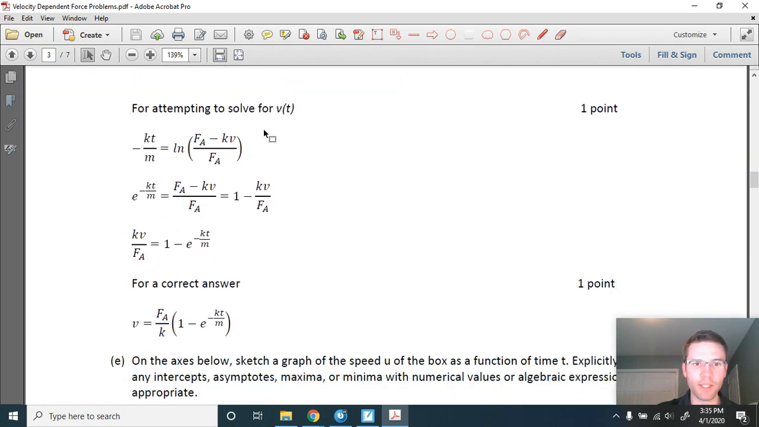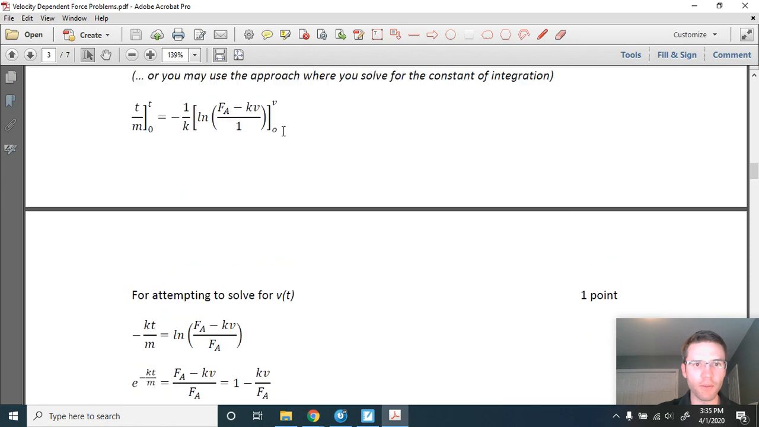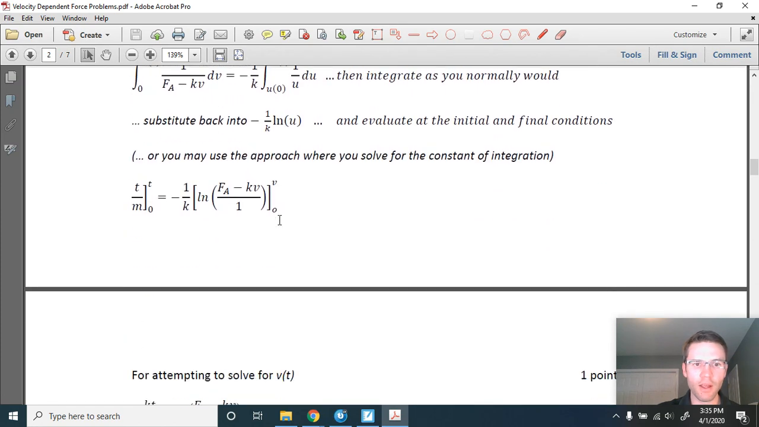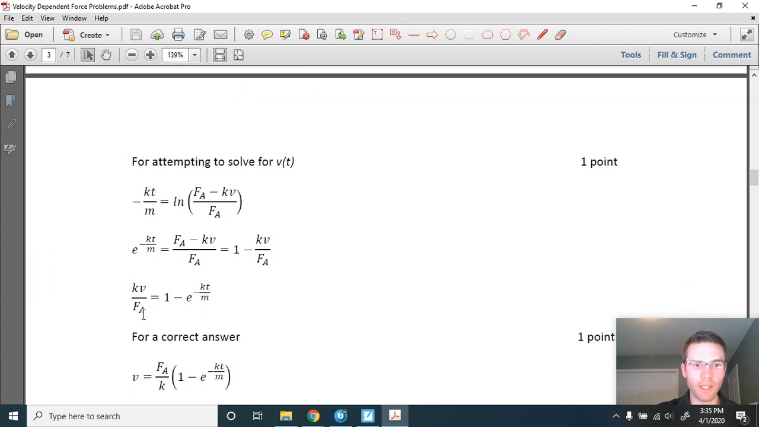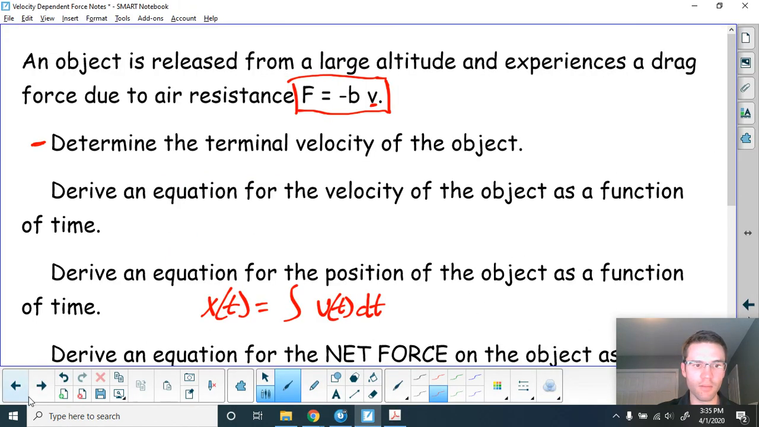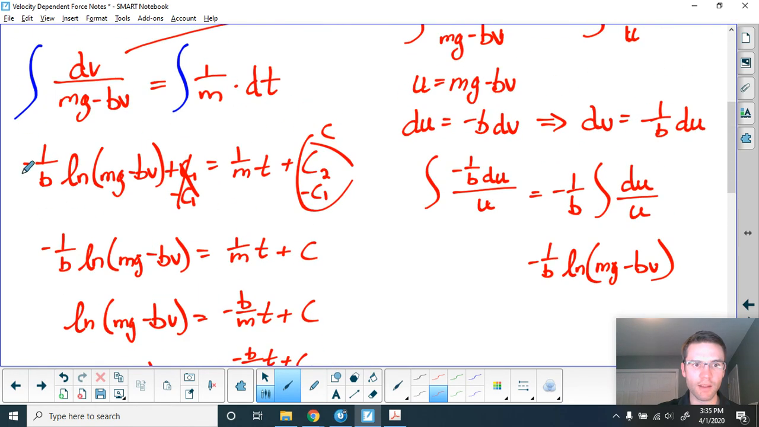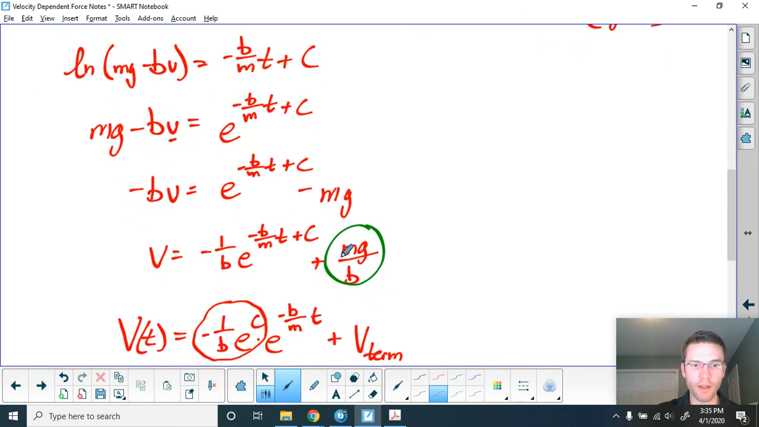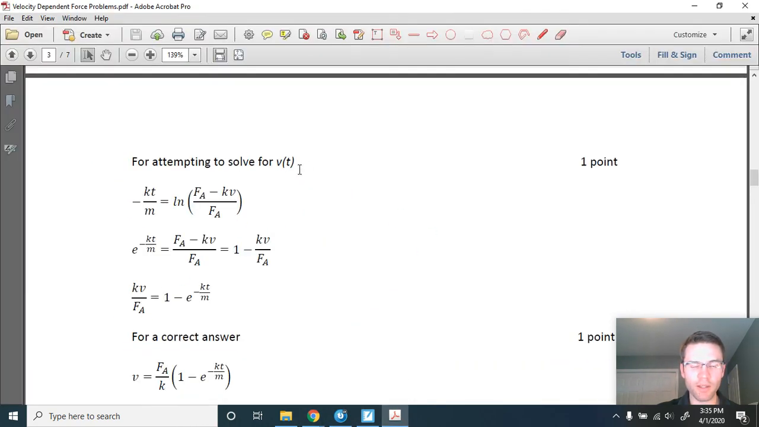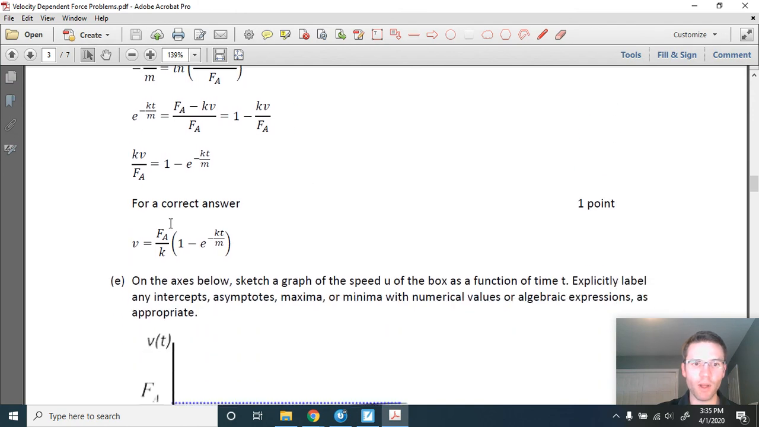You get a point for attempting to solve for your velocity. So after we take the integral, if you try to solve for v on one side of the equation, you get a point to solve for v. And on our equation, that would be getting down to this part right here. We've taken the integral, and we're just going to get v by itself. I get a point here, even if I did it wrong. I get a point for showing that I'm attempting to solve for velocity as a function of time, and then you get 1 point for the correct answer.